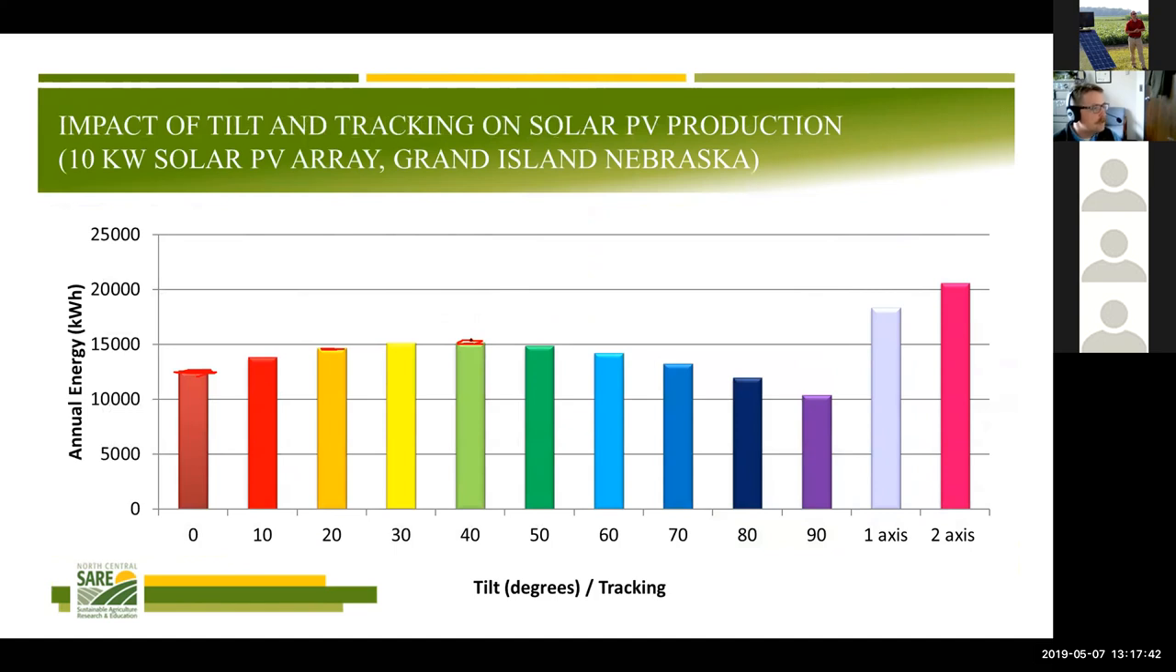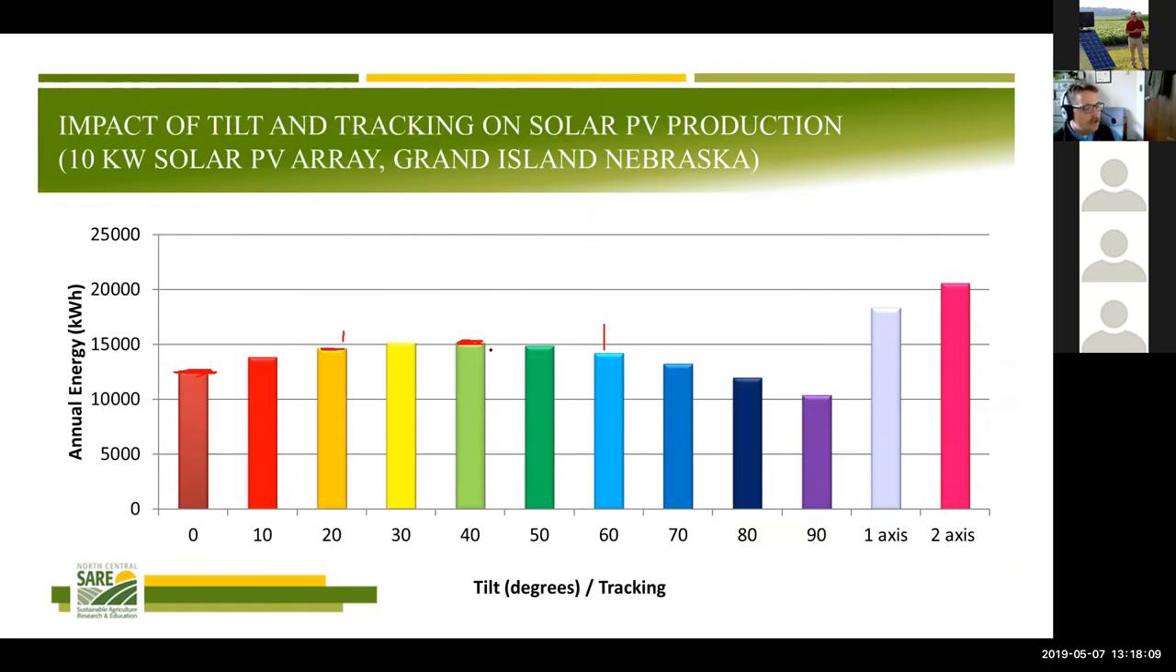And so tilt is important, but anywhere within about 10 degrees of optimum, maybe even 20 degrees of optimum, doesn't give you a huge loss. So you want to be near optimum, but you can go a little higher or lower depending on where you're at. That's where it's important to model those and figure out what influence that tilt has.